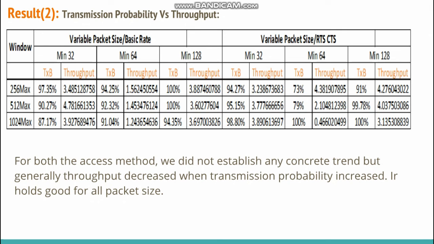Our next analysis was between the transmission probability and the throughput. Unfortunately, for both access methods, we did not establish any constant trend, but generally throughput decreased when transmission probability increased, and it holds good for all the packet sizes.